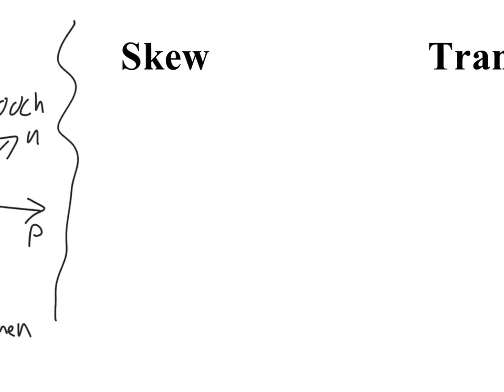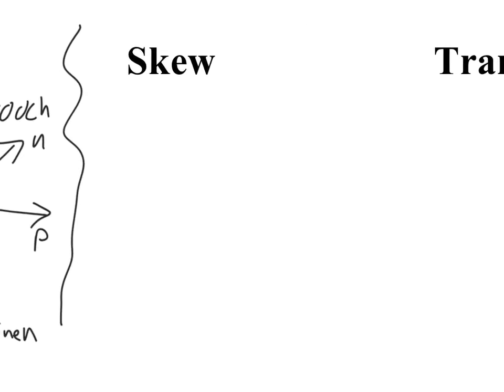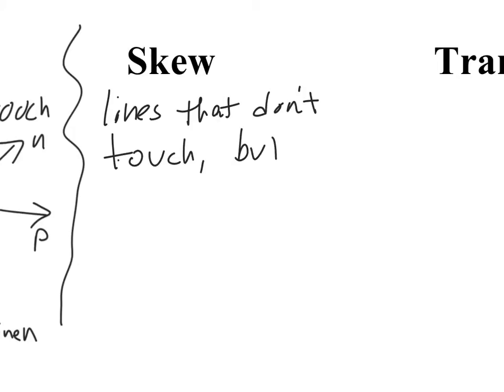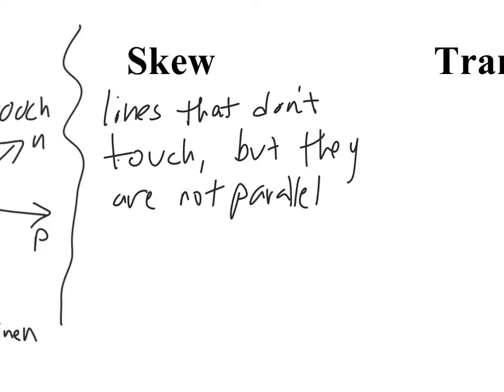All right, let's talk about skew lines. And skew is kind of interesting. I can draw a picture, but I would need some time to explain the picture. We don't really have that much time. I'll show you in an example in class and in the next video in the notes. So skew lines are lines that don't touch, okay, but they are not parallel, okay? All right, so that's what skew lines are.